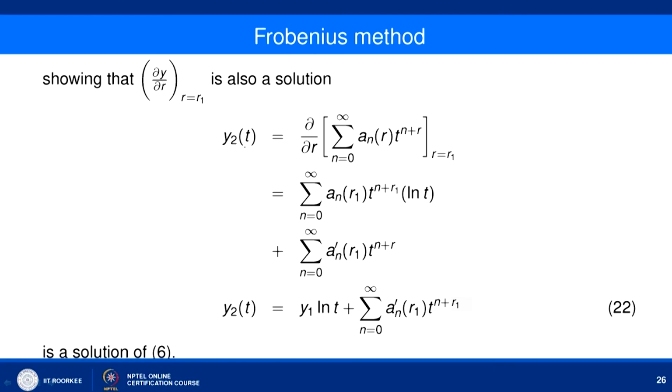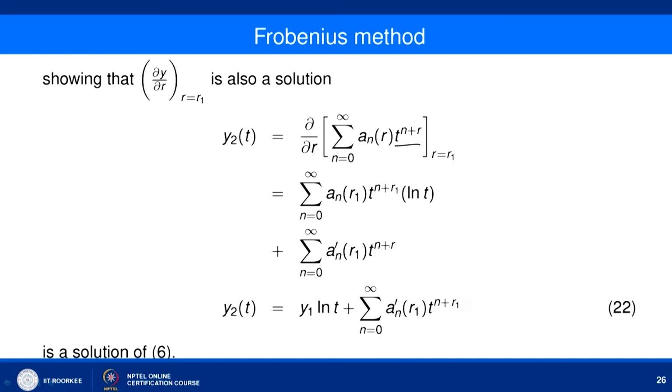So, it means that y2 t, which is given as ∂/∂r of y, y1 is already given, summation n equal to 0 to infinity a n r t to the power n plus r at r equal to r1 will also give a solution. So, simplify this expression. Now, a n is also depending on r. So, when you differentiate this, you will get a n r1 t to the power n plus r1 ln t. Here I am just differentiating t to the power n plus r. So, we get t to the power n plus r1 ln t, and then differentiate a n r. So, we get summation n equal to 0 to infinity a n dash r1 t to the power n plus r.